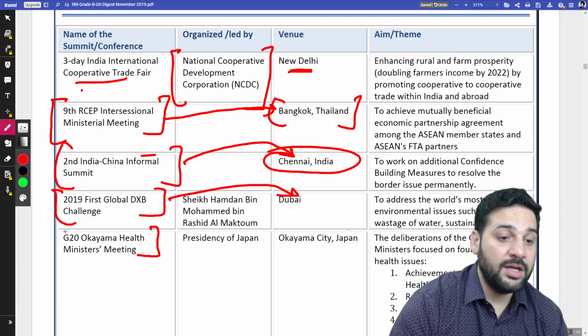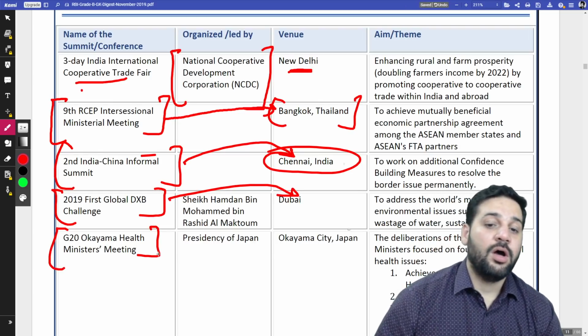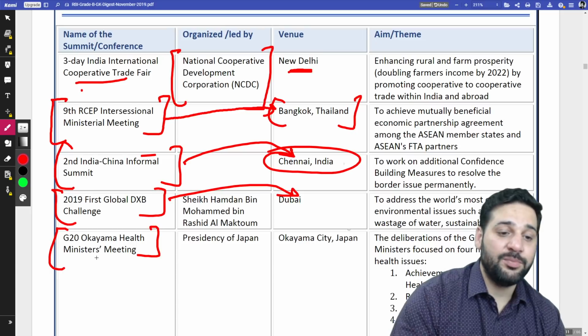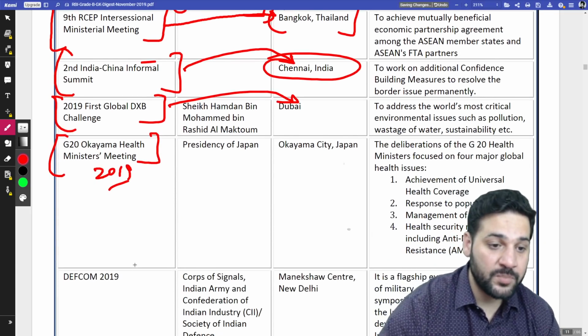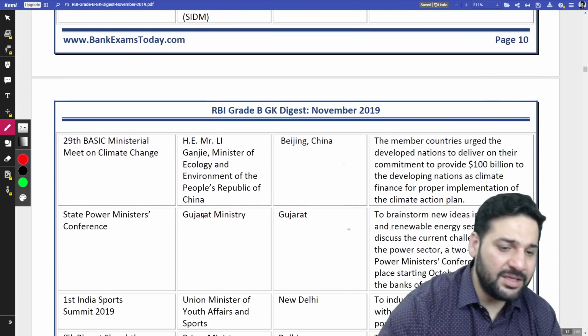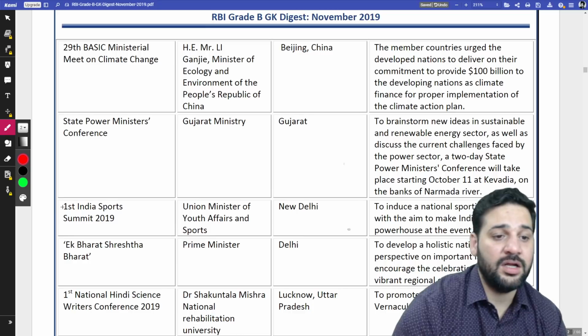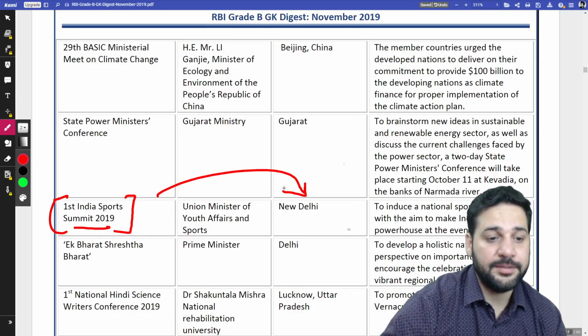G20 Okayama Health Ministers Meeting. They can ask what the venue of the G20 Health Ministers Meeting in 2019 is. It will be Okayama City, Japan. DEFCON 2019 was held at New Delhi. So please remember these. India's first India Sport Summit 2019 was held at New Delhi.